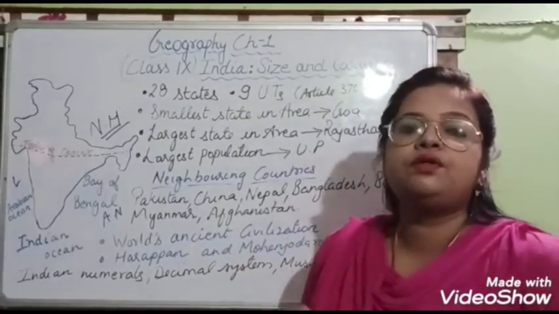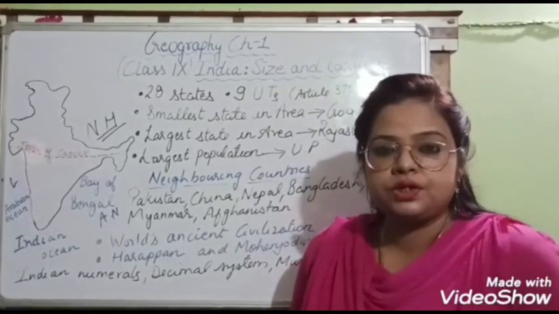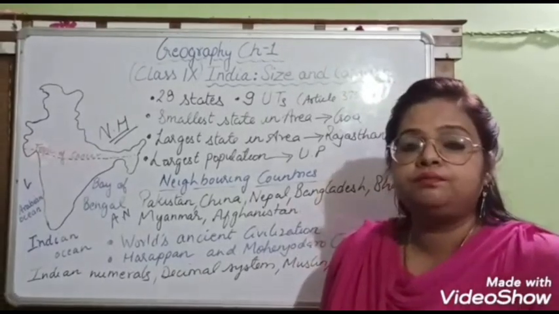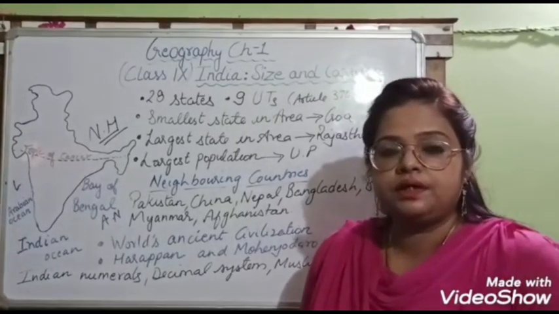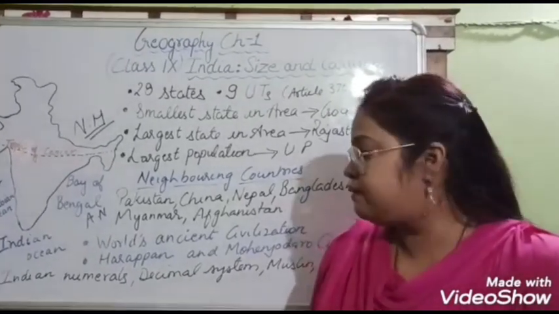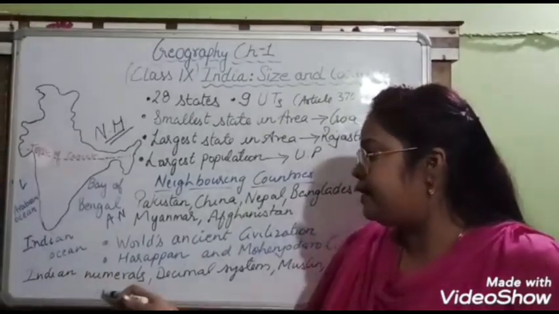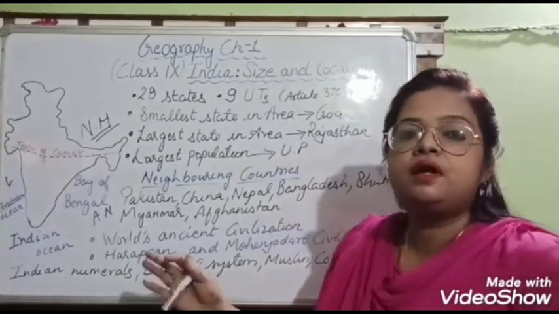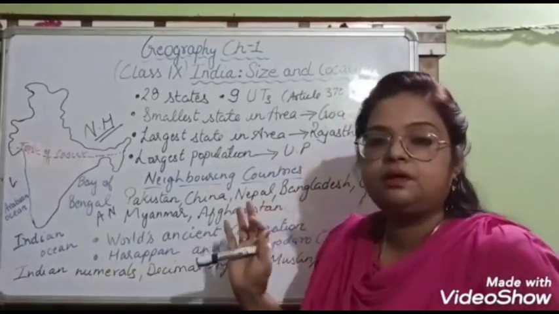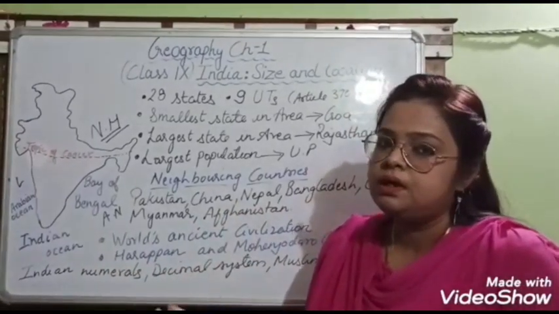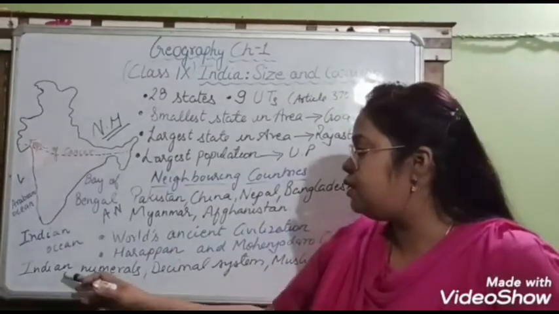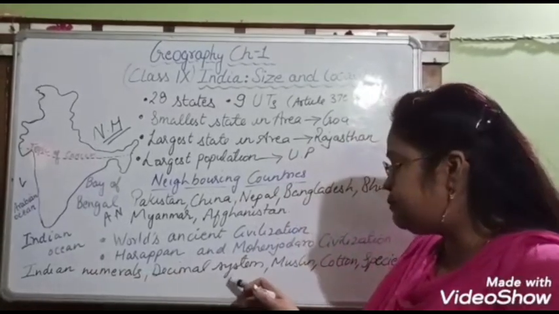And India has given the world the knowledge of the Upanishads, Vedas, Ramayana, Mahabharata, and our literature, history, and also science. Indian numerals and the decimal system are world famous. Without them, major calculations would not be easy. So these are the things India has given to the world, Indian numerals and the decimal system.